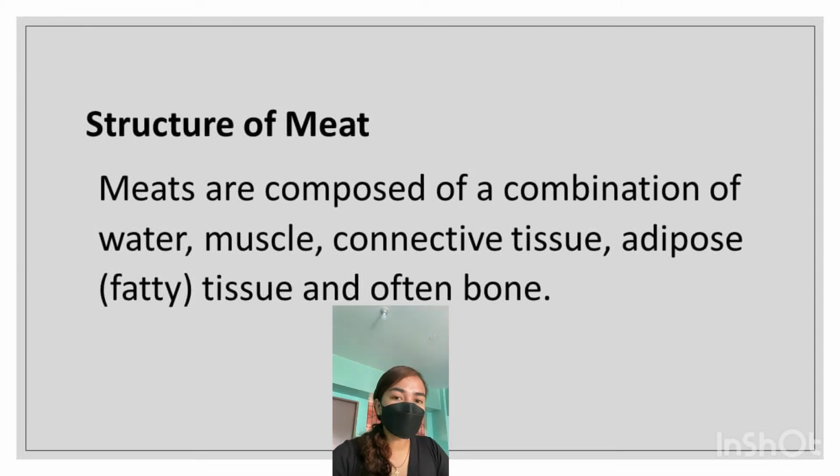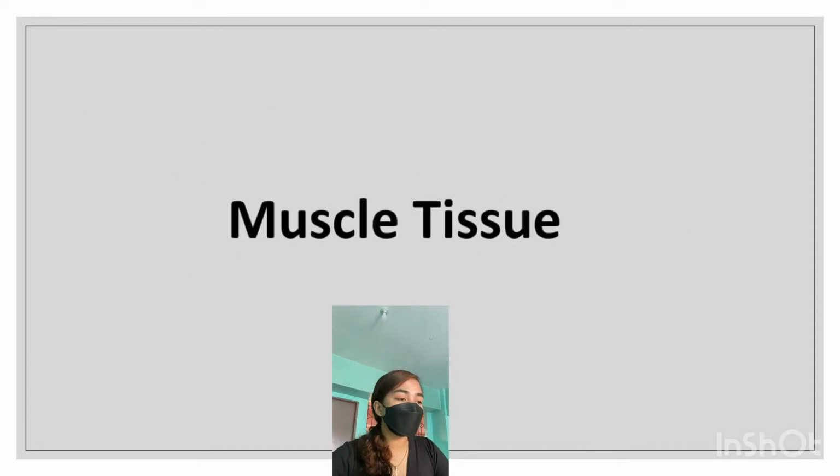Next we have the structure of meat. Meats are composed of a combination of water, muscle, connective tissue, adipose or fatty tissue, and often bones. The proportions of these elements vary according to the animal and the part of its anatomy represented by the cut of meat.